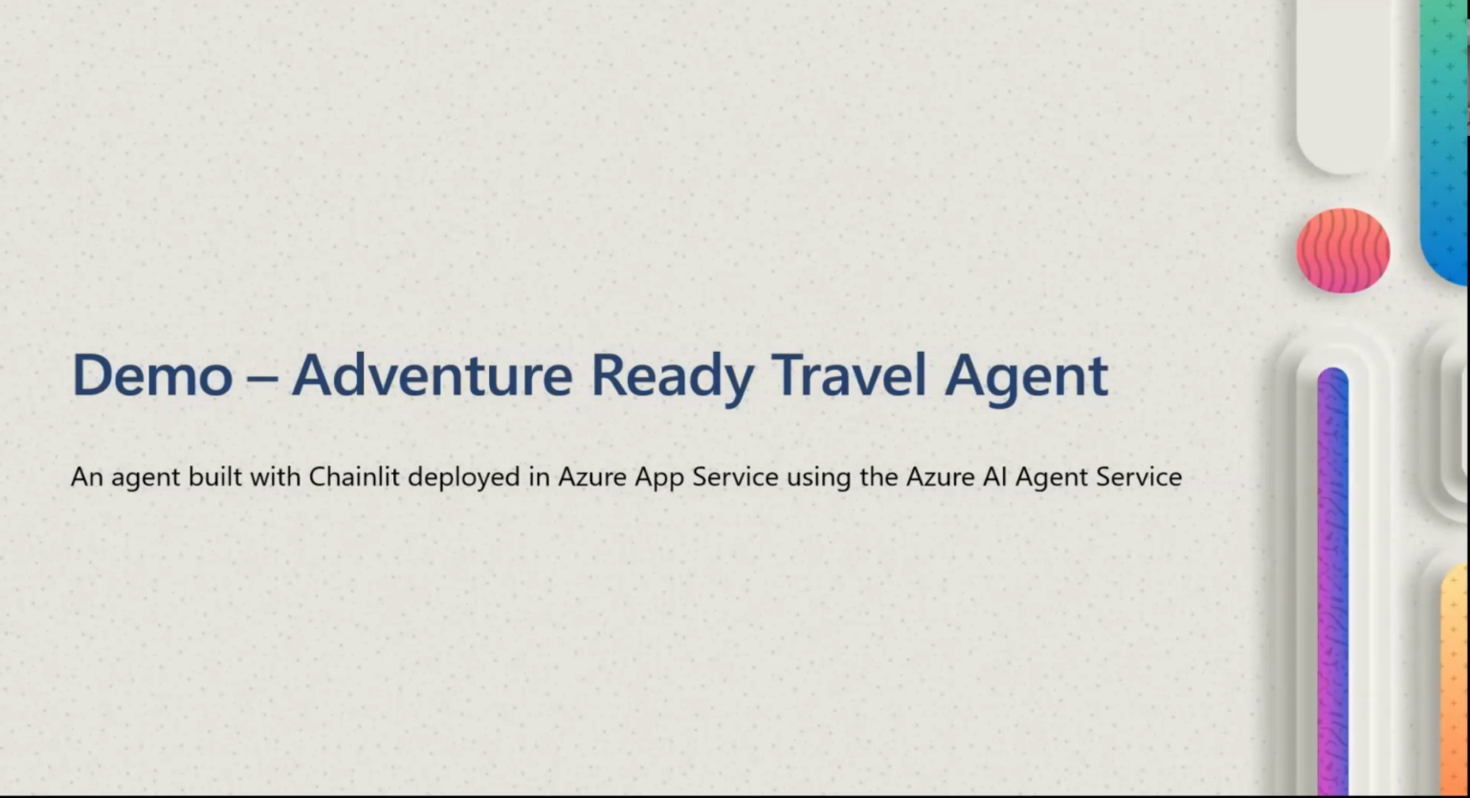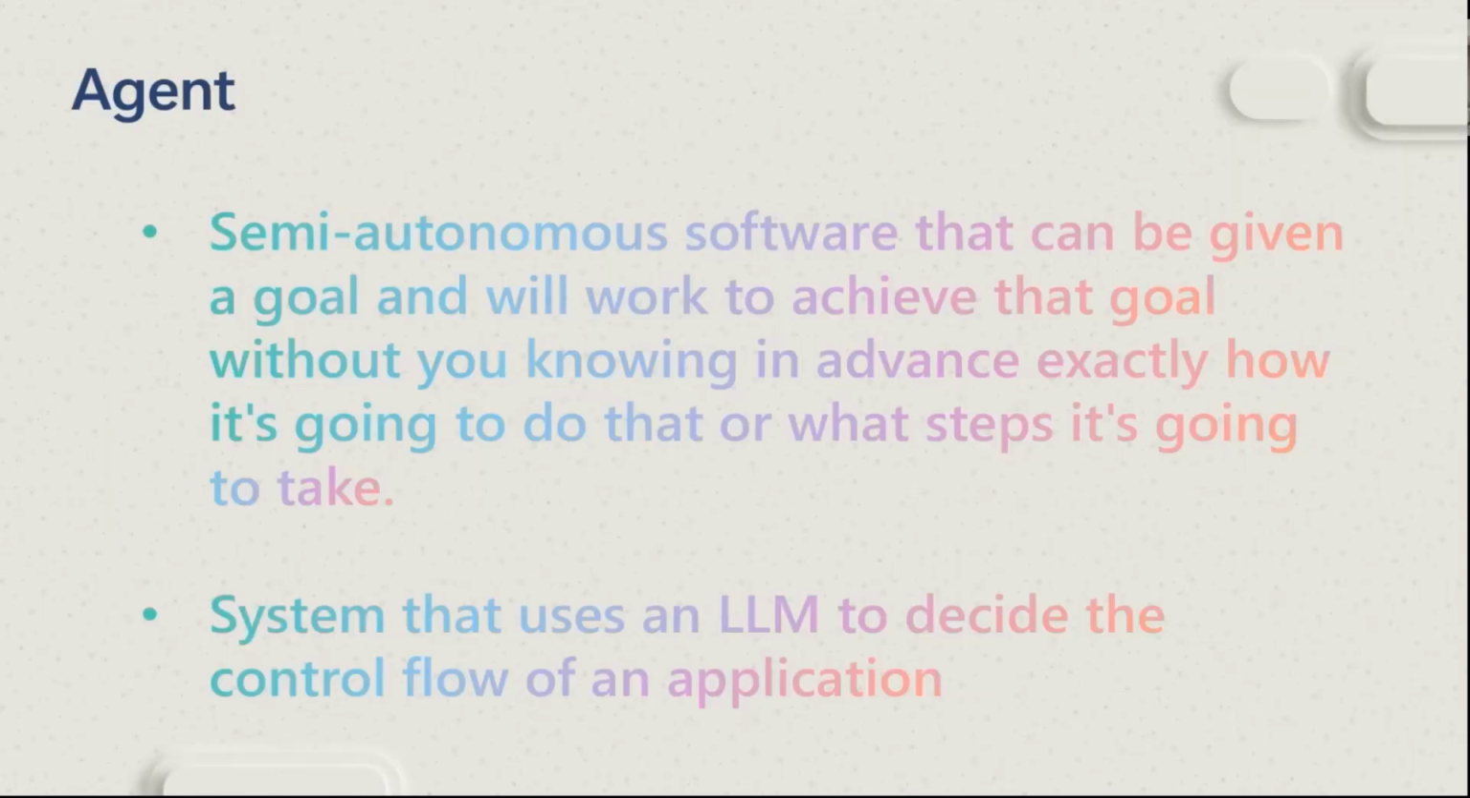So heading back, before we discuss the Azure Agent Service, let's actually discuss what an agent is. There's the long definition, this coming from Semantic Kernel, and the short definition. Let's go with the long definition first. It's a semi-autonomous software that can be given a goal and will work to achieve that goal without knowing in advance exactly how it's going to do that or what steps it's going to take. That's the lengthy definition, but I'll go with the shorter one. It's actually very easy to understand. It's a system that uses a large language model to decide the control flow of an application.